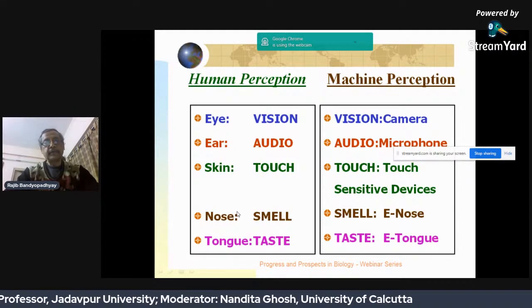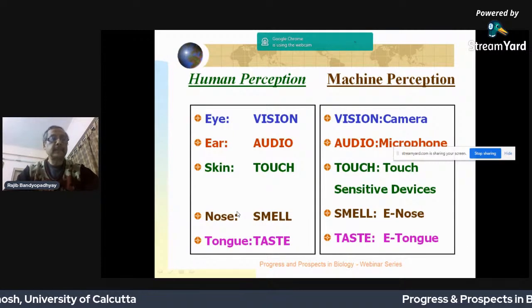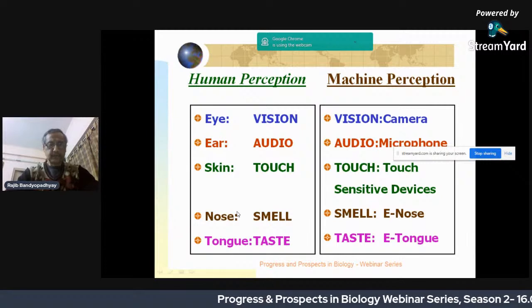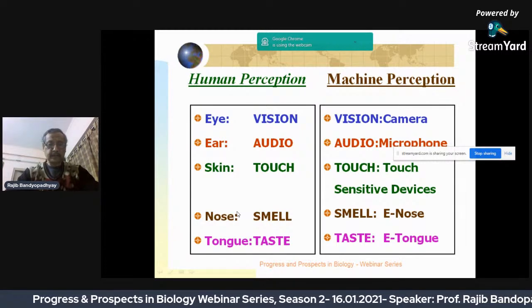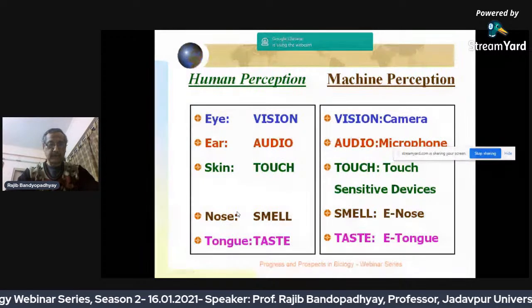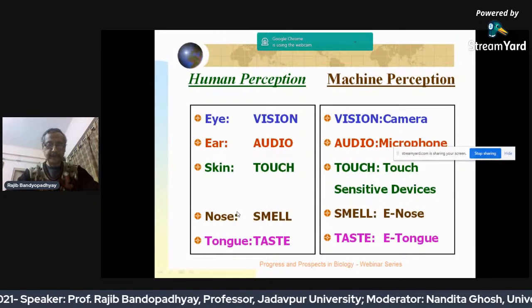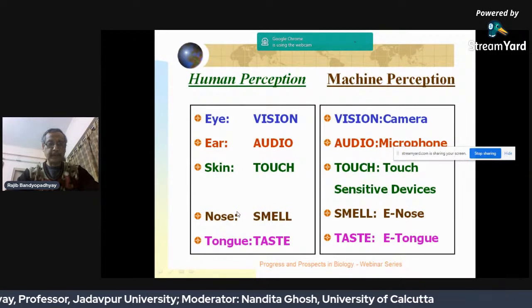We have the microphone, which is much more sensitive than our human ear. And we have touch-sensitive devices, like the mobile phone touchpad. So these technologies are quite established, but the technology for mimicking the nose and tongue, which we call electronic nose and electronic tongue, is really a new entrant in this domain.